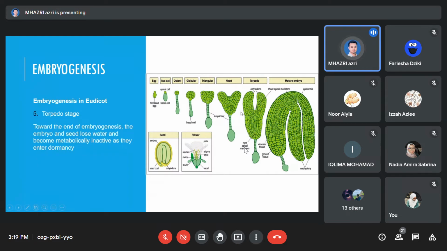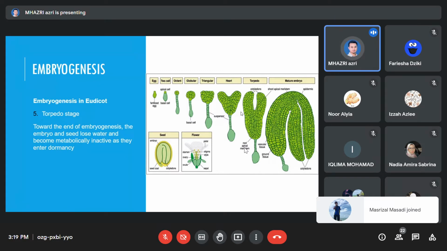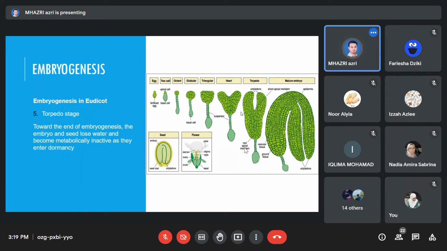So toward the end of embryogenesis, the embryo and seeds will lose water and become metabolically inactive as they enter dormancy. So ini bukan torpedo stage, sorry. This is a mature stage. Okay. So this is the mature stage of seeds. Bila dah sampai sini, so this stage is mature. It will lose water and enter dormancy periods.